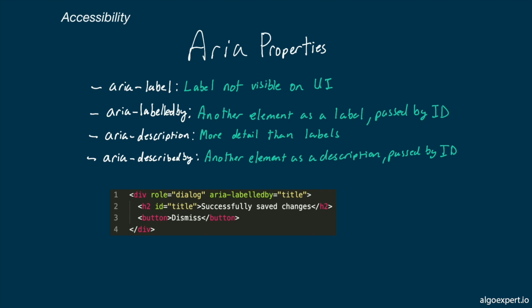So in the example below of the dialog, you can see the H2 with successfully saved changes is being used as the label for the entire dialog. Next, we have the ARIA description, and what this does is it allows you to provide a more detailed description of an element, so it works just like ARIA labels, except it can be a little bit longer, it can be more detailed. And then ARIA described by works just like ARIA labeled by, except again, this is for a description, so it's meant for a long form description of the content rather than just a quick little heading or label about it.